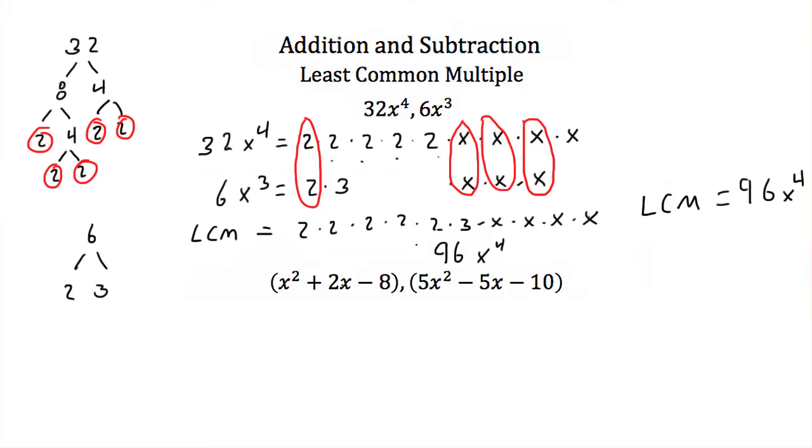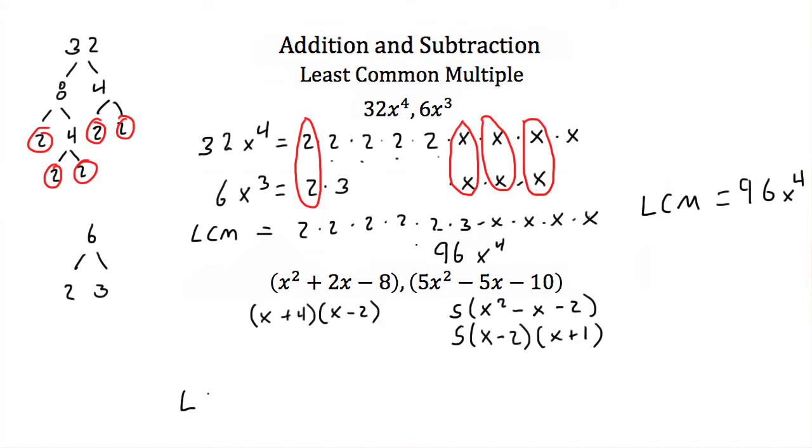X squared plus 2x minus 8 can be factored into x plus 4 times x minus 2. 5x squared minus 5x minus 10, well, I can take a 5 out of there. This will become x squared minus x minus 2. X squared minus x minus 2, that can factor into x minus 2 times x plus 1.